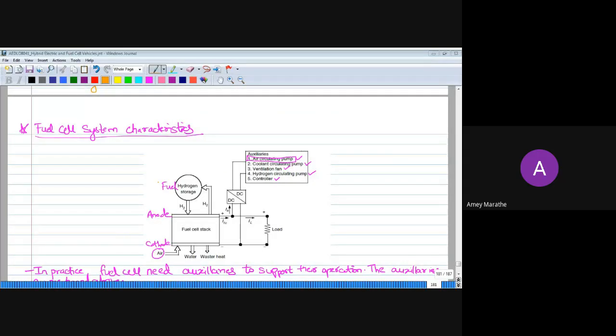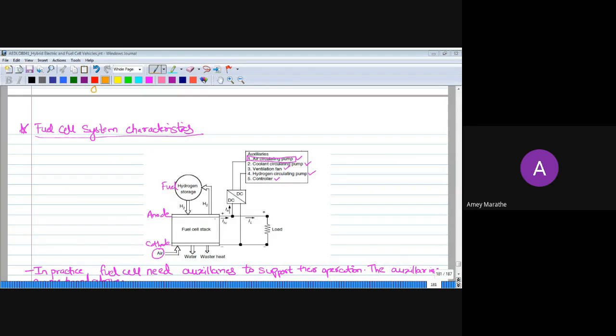Our discussion moves to fuel cell system characteristics. System characteristics is nothing but, if you see, the fuel cell cannot work alone. Here you see we have this hydrogen storage tank, which is supplying the hydrogen to the anode, or in the earlier diagram we had called it fuel. Then we are supplying the oxidant or air to the cathode, and we have a fuel stack in between.